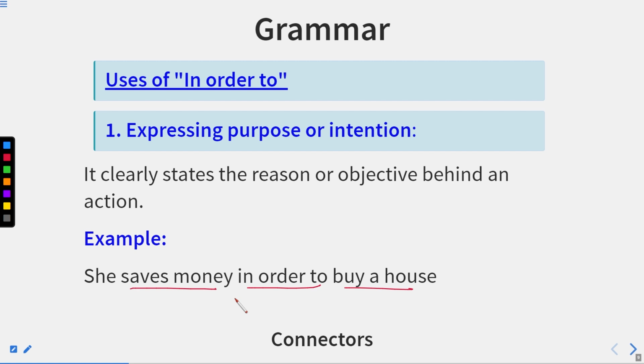That is a conjunction. But if I'm using in order to, then in order to is actually a preposition, and after to, I'm simply using a verb in the first form, because after to, the verb is always in the first form. So she saves money in order to buy a house. This is the difference between in order that and in order to.